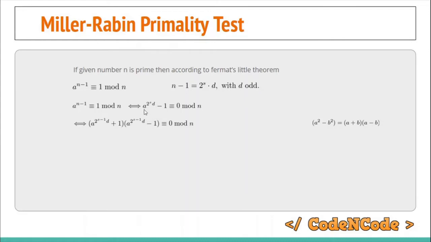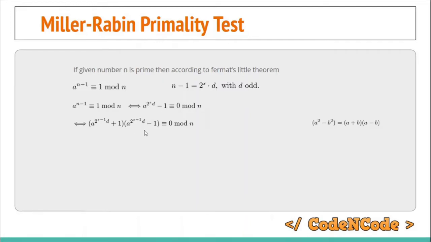So the square root of a raised to power 2 raised to power s times d: when you calculate the square root of anything, you basically divide the power of that number by 2. So the square root of this would be a raised to power 2 raised to power s times d divided by 2. When you divide 2 raised to power s times d by 2, it becomes 2 raised to power s minus 1 times d, and that is exactly what is happening here. So we have applied this identity and factorized this term.